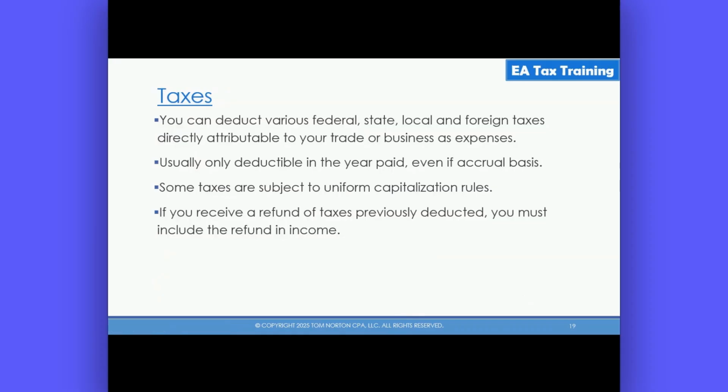Taxes. You can deduct various federal, state, local, and foreign taxes that are directly attributable to your trade or business. They're usually only deductible in the year paid, even if you're on the accrual basis. So taxes are an exception to accrual. Even if you're accrual, you do not deduct them until they are actually paid. Some of the taxes are subject to uniform capitalization rules. And if you receive a refund of taxes that you previously deducted, then you must include those refunds in income.